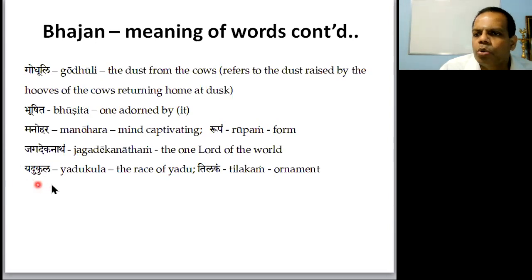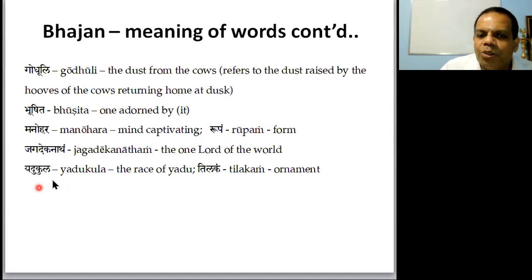Yadu Kula. Yadu is the lineage or dynasty. Kula means of the clan. Yadu Kula, because Krishna belongs to the Kula of the Yadus. Okay. So from the Yadu also comes the word Yadava. I don't know whether you know. Yadava Kula. Just the way I told you earlier, Janaka's child becomes Janaki, Dasharatha's child becomes Dasharathi, and so on. Yadu's children are called Yadavas.